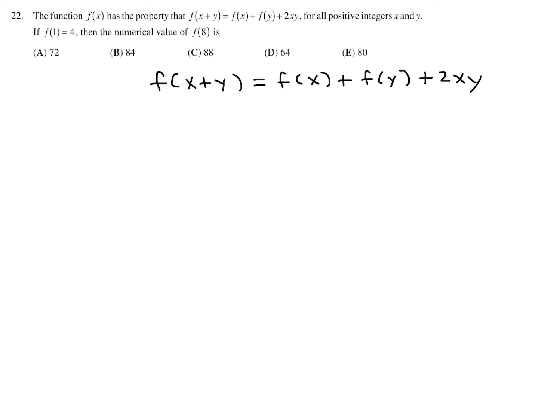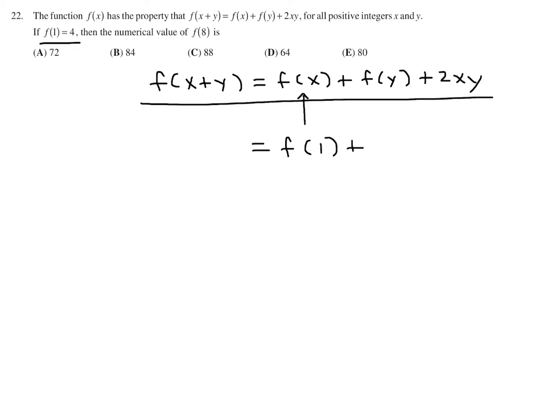And that's pretty much what we have to work with. And they've given you one clue. F at 1 is equal to 4. And that's all they give you. So that's the only thing we have. That's the only thing we can work with. So f at 1 is equal to 4. So if I put that in there, in that place, and also f at 1 in this place, that means that I've made my x equal to 1, and I've made my y also equal to 1.